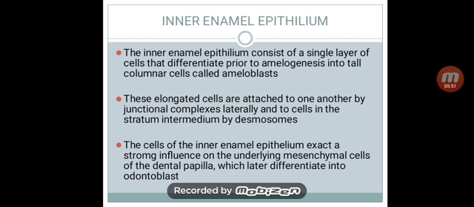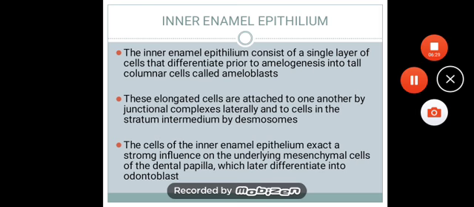Now, inner enamel epithelium. The inner enamel epithelium consists of a single layer of cells that differentiate prior to amelogenesis into tall columnar cells called ameloblasts. These elongated cells are attached to one another by junctional complexes laterally and to cells in the stratum intermedium by desmosomes. The cells of the inner enamel epithelium exert a strong influence on the underlying mesenchymal cells of the dental papilla, which later differentiate into odontoblasts.